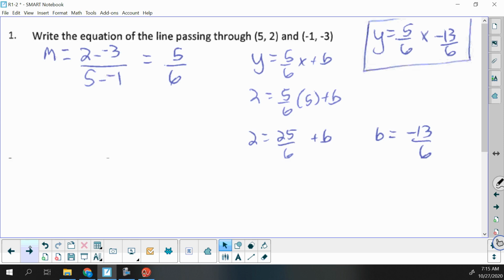If we go over to the homework, we're given 2 points. Got to do y2 minus y1 over x2 minus x1 to get the slope, and we get 5/6. Then put that into our y equals mx plus b. The 5/6 is m. Then I chose to use (5, 2). You can use either point. I put the 5 in for x, 2 in for y. Multiply, subtract over. You get b is negative 13/6. And then write the equation of the line, filling in your m and your b.